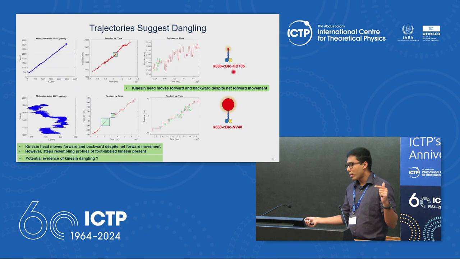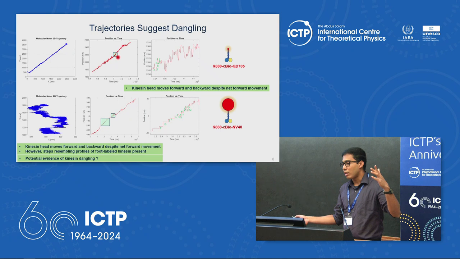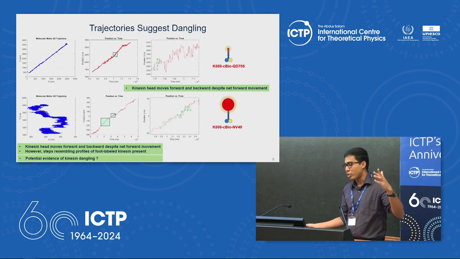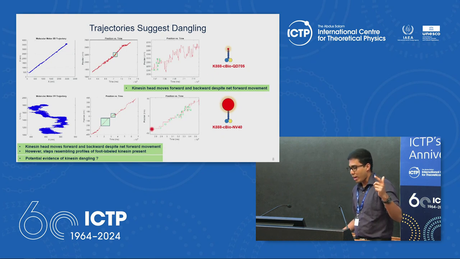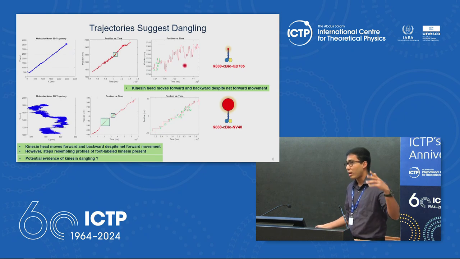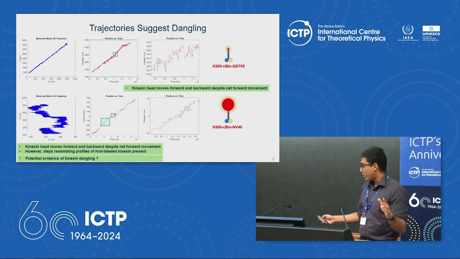So if you look at the quantum dot on the head-labeled construct, you're going to see these sinusoidal-like patterns forming, and that accounts for a majority of your backsteps, despite the kinesin itself engaging in net forward motion. For the larger probe, the 40-nanometer nanodiamond, you still see those same normal stepping behaviors, but you don't see the sinusoidal-like variation. This points to a potential size effect.